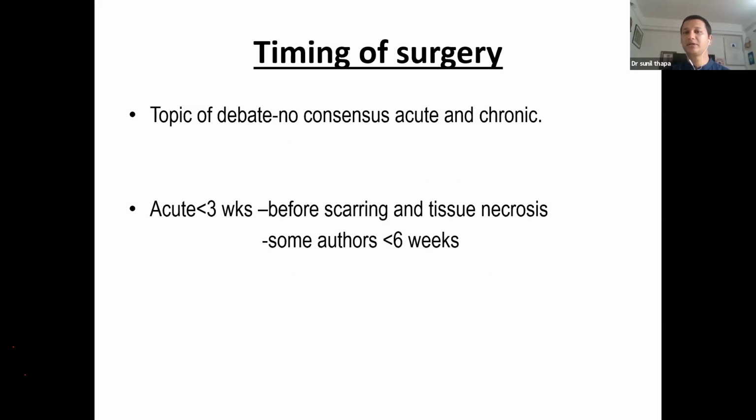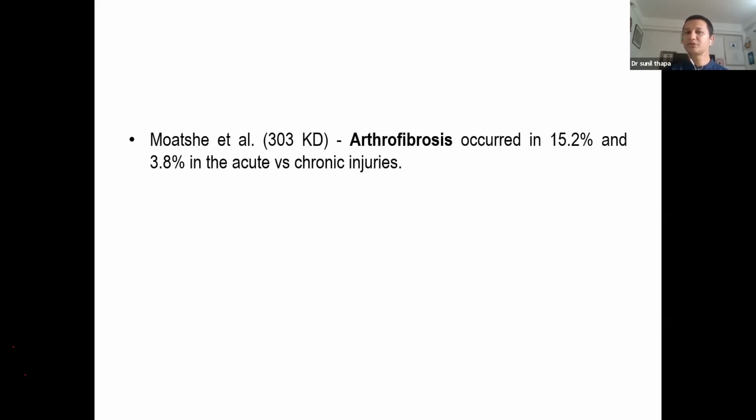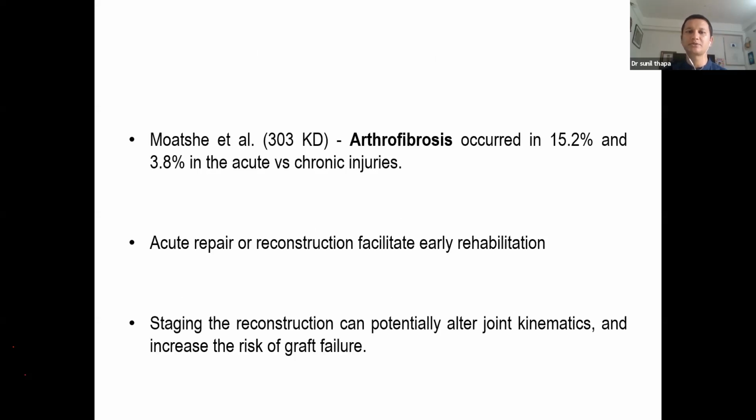So when is the correct time for doing such surgery? This is a topic of debate, and there is no consensus on what exactly to treat as an acute or a chronic injury. But most of the authors say acute means less than 3 weeks, that is before scarring and tissue necrosis set in. But some authors say in a knee dislocation up to 6 weeks can be an acute phase. And Levy et al. reported that there is no major difference in range of motion, whether you do surgery in an acute phase or in a chronic phase. But Motsa says that if you do surgical management in an acute phase, the arthrofibrosis rate is high. It can be up to 15.2%, while if it is done in the chronic phase, it is 3.8%.